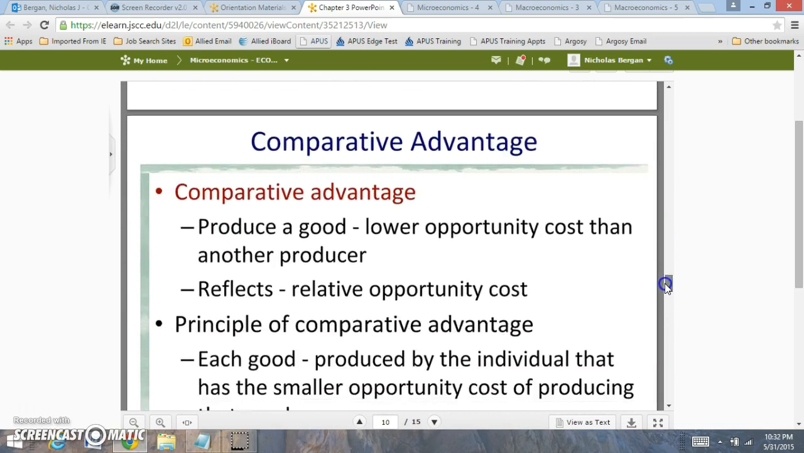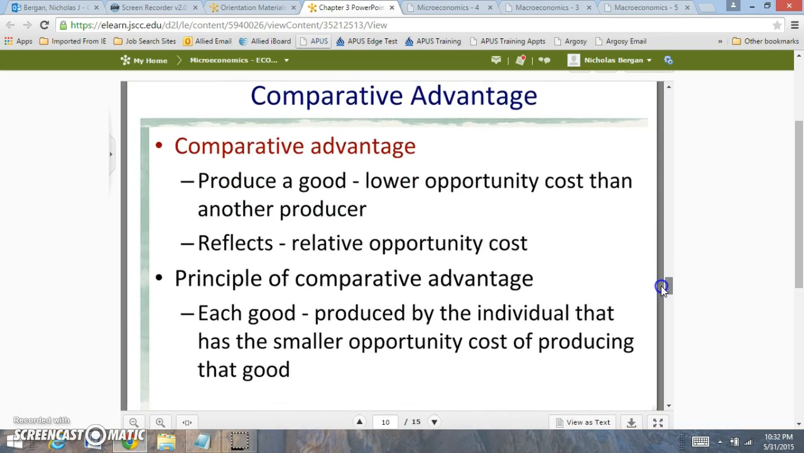Now, there's two things we focus on. The first thing we focus on is what's called comparative advantage. Trade is based off of comparative advantage. And the reason it's based off comparative advantage is because we're looking at who can produce something at a lower opportunity cost. When we look at absolute advantage, we're looking at who can produce more given their fixed resources. So if you see questions based on comparative advantage, it's based on who has a lower opportunity cost.